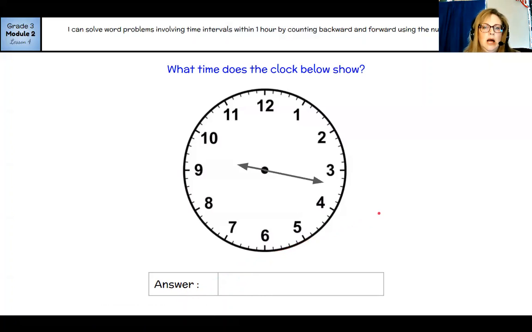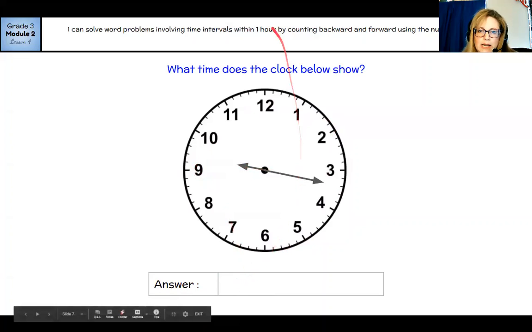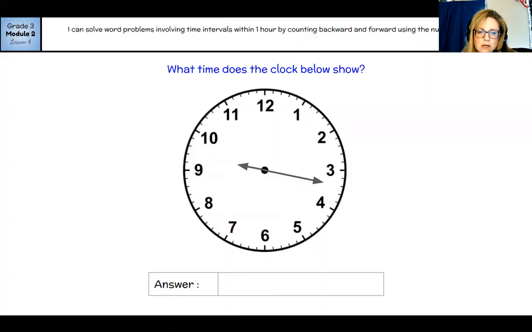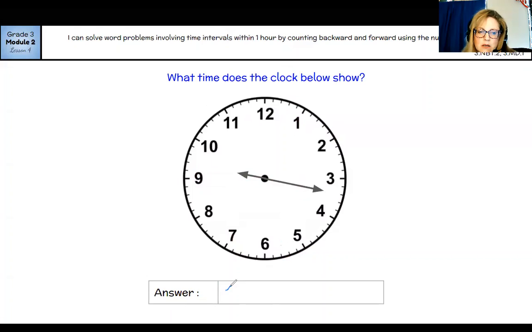Let's take a look at this clock. So for this clock, we would notice that the shorter hand is between the 9 and 10. So the shorter hand tells us the hour, and it would be 9. Remember, if it's between these two numbers, we always fall back. So down here, I will put a 9. And then I'm going to make my colon.